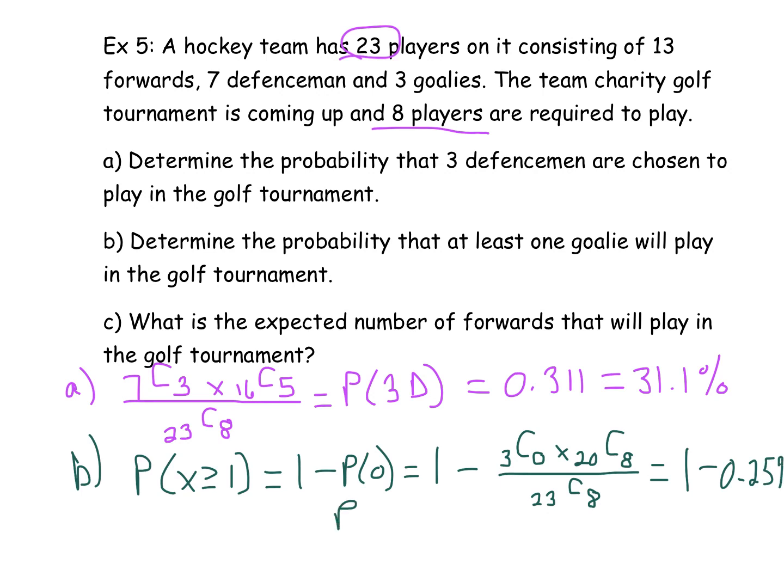And so the probability of there being at least 1 goalie, so 1 or more goalies, is 1 minus that value, and we end up with 0.743, or 74.3% chance that we choose at least one goalie for our golf team.